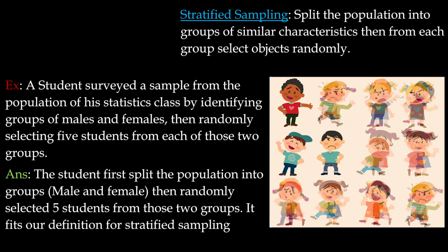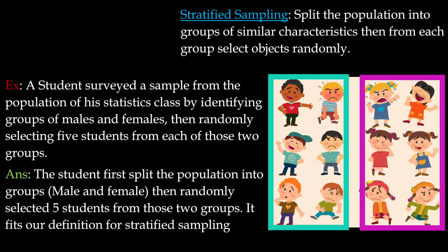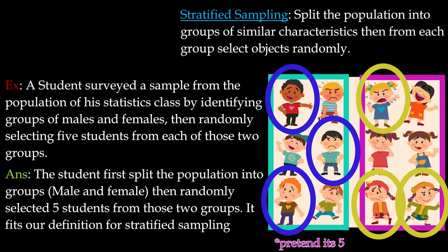The student first split the population into 2 groups, male and female. Then, they randomly selected 5 students from each of those 2 groups.